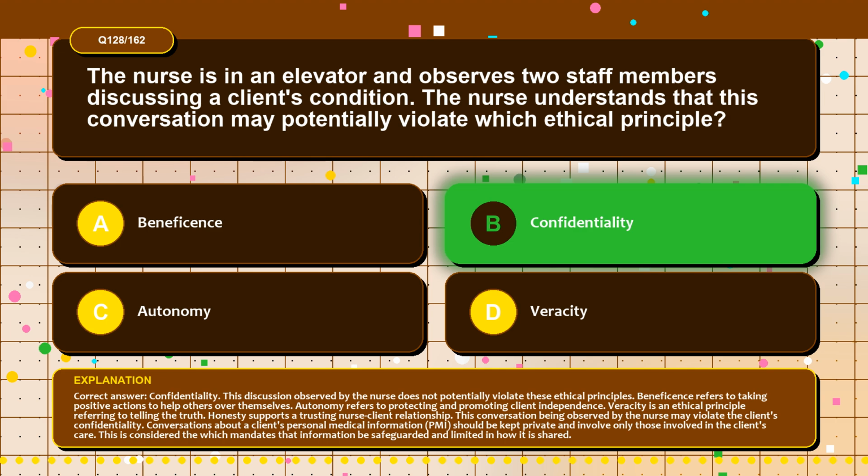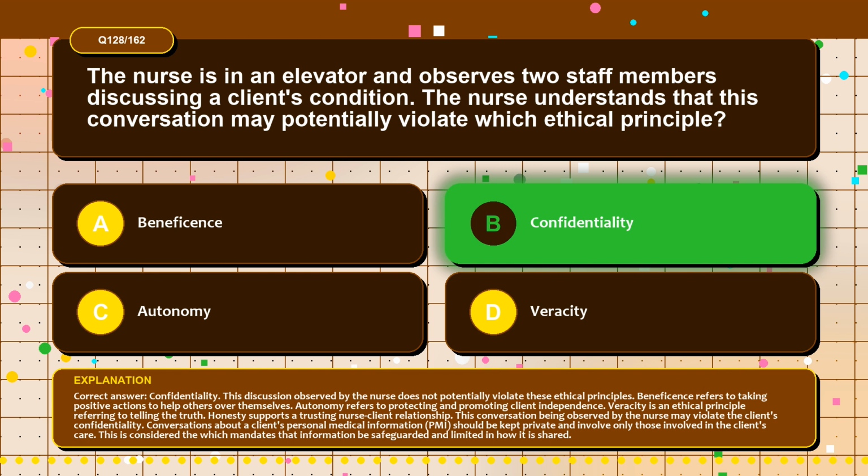Beneficence refers to taking positive actions to help others over themselves. Autonomy refers to protecting and promoting client independence. Veracity is an ethical principle referring to telling the truth. Honesty supports a trusting nurse-client relationship.